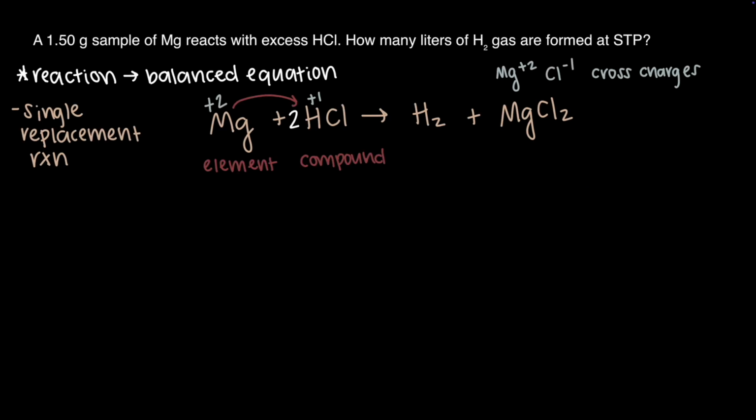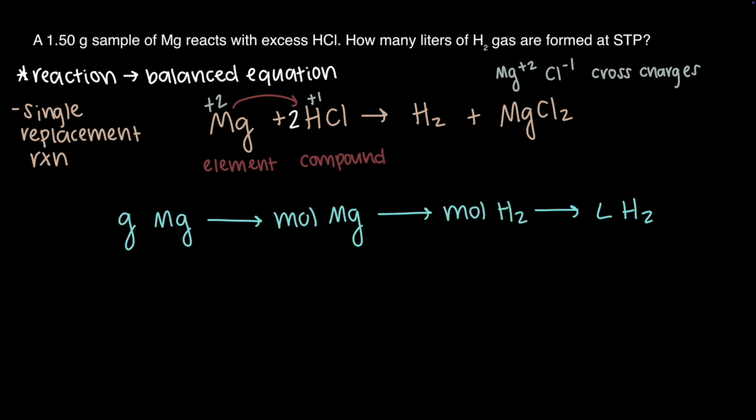Let's write down what they gave us to start with and what they are asking us to find. We are given grams of magnesium and we need to find liters of H2. We need to convert to a new identity, H2, and to do this, we need to be in moles of Mg to use the mole-to-mole ratio to convert to moles of H2.